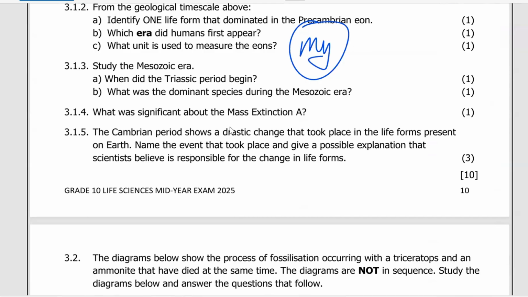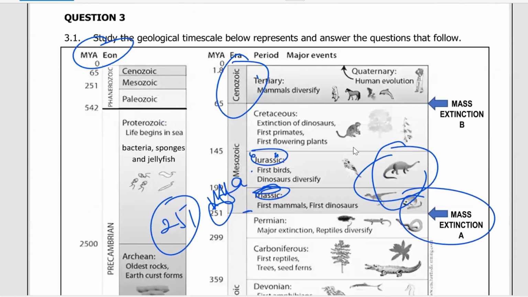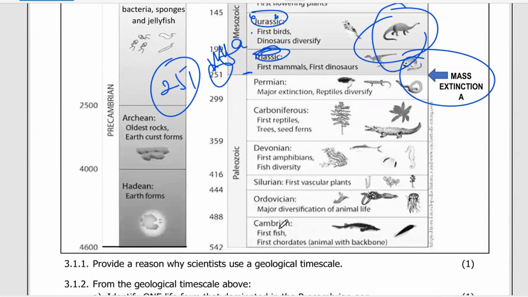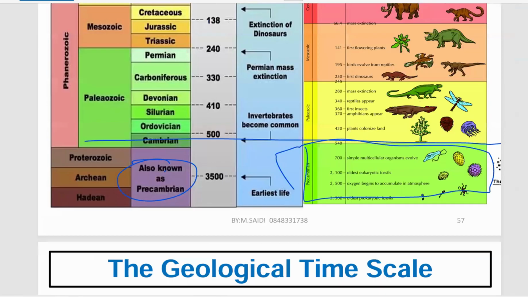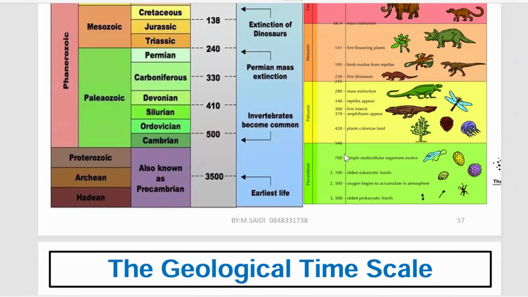Then they are saying that the Cambrian period showed a drastic change that took place in the life forms present on the earth. Name the event that took place and give the possible explanation that scientists believe responsible for the change in life forms. So what are you supposed to look at? The Cambrian period. We look at the period, and then the Cambrian period is here. Basically it took place many million years ago, when many different kinds of organisms were able to form. If we go back to this, you see that most of the organisms started here in the Cambrian period.